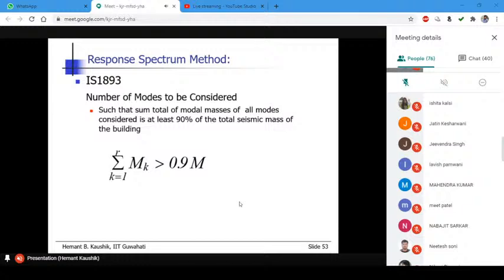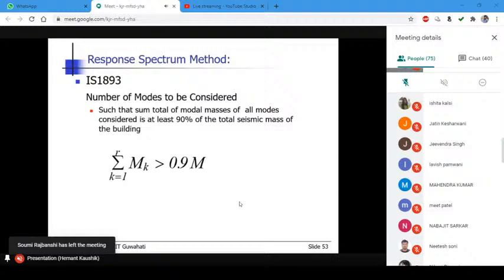Now, in the response spectrum method, people will ask how many modes to consider. Like I said, you can consider several single degree of freedom systems, each corresponding to the natural modes of vibration. So how many modes to consider? If you have software, then you don't have to worry about it. You can consider hundreds of modes.